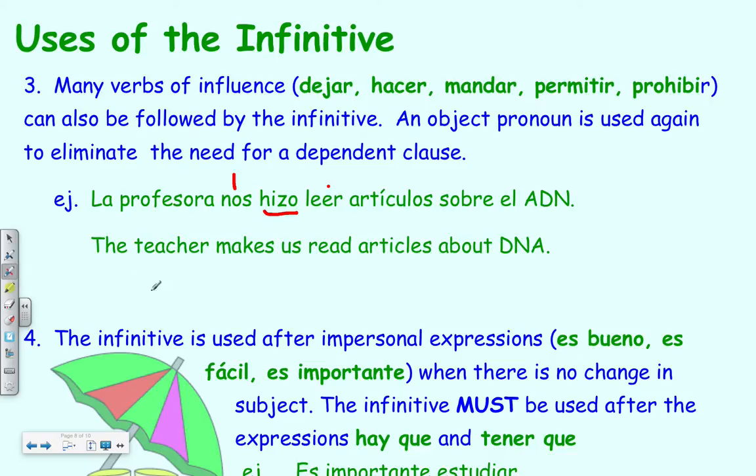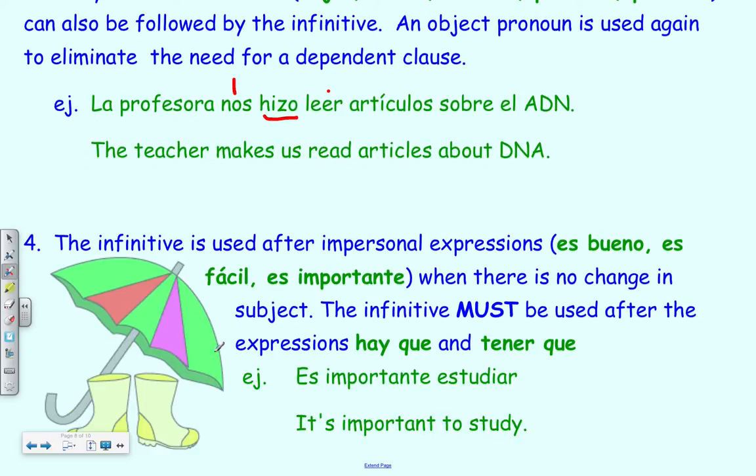Then, number 4. The infinitive is used after impersonal expressions when there's no change in subject, and we've talked about that with the subjunctive. If your subject doesn't change, you don't need a dependent clause, again, and we're just using the infinitive. So, es importante estudiar. You've heard me say that in class before when doing different examples. Es importante leer. You don't need the que if you're not changing the subject. You can just follow it.